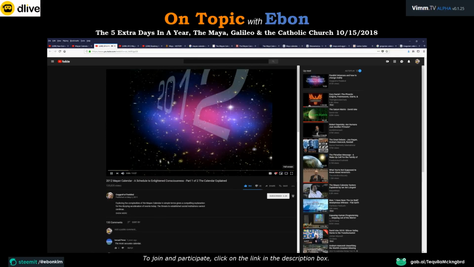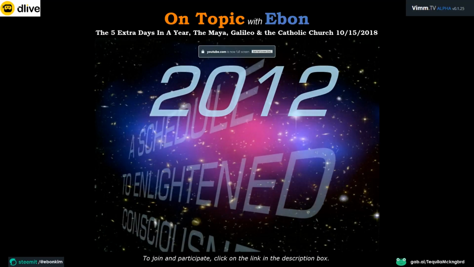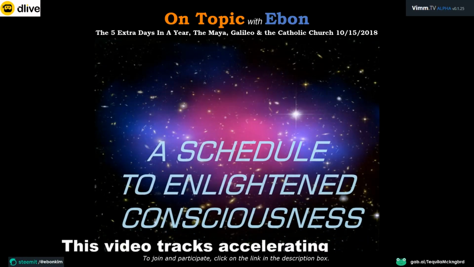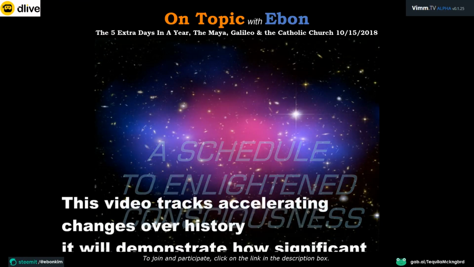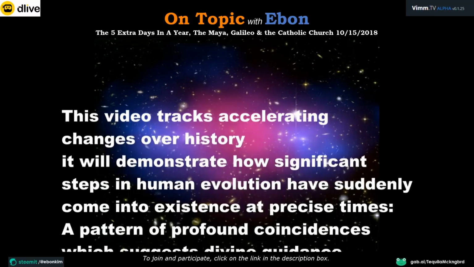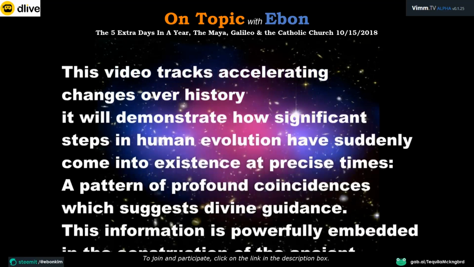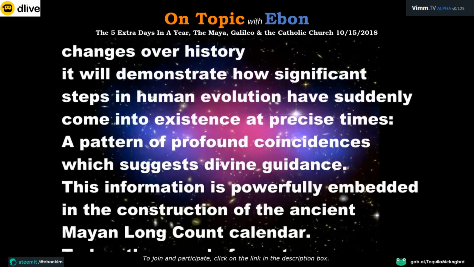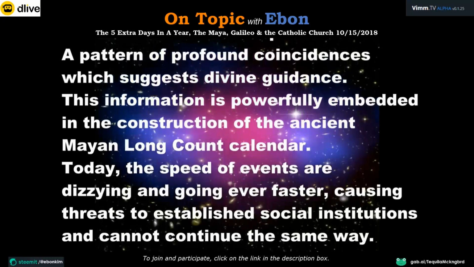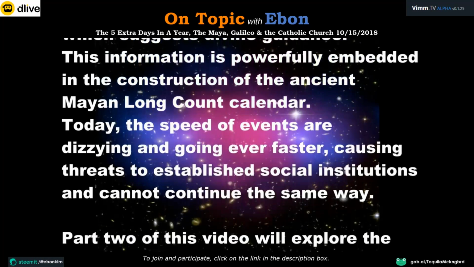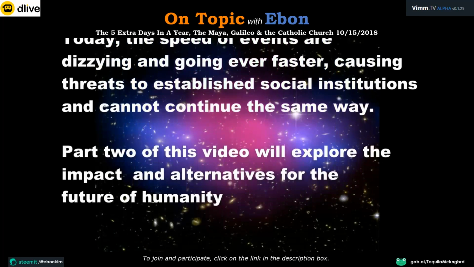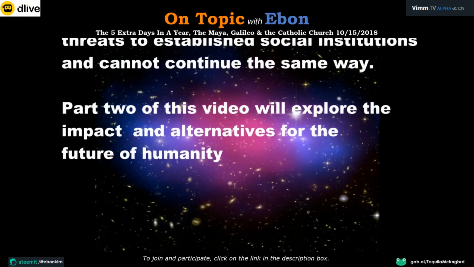Here's the next one. This video tracks the accelerating changes over history. It will demonstrate how significant steps in human evolution have suddenly come into existence at precise times, forming a pattern of profound coincidences which suggests divine guidance. This information is powerfully embedded in the construction of the ancient Mayan long count calendar. Today, the speed of events are dizzying and going ever faster, causing threats to established social institutions, and cannot continue the same way. Part 2 of this video will explore the impact and alternatives for the future of humanity.